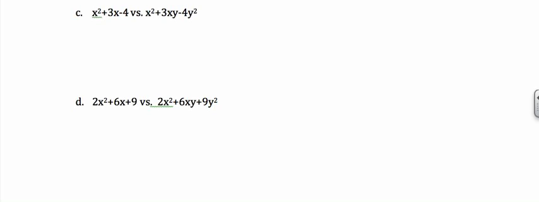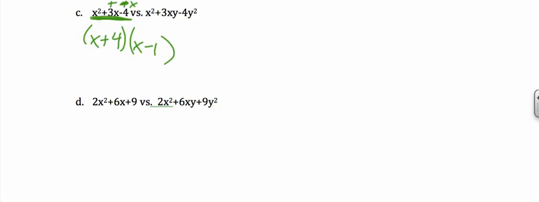So these are two polynomials in C that are very comparable. One is the same as the other, except one has an xy term in the middle and a y squared term at the end. So think about how you would factor this. Well, this is one of our easy shortcut ones. You'd be looking for numbers that multiply to -4 and add to +3. That would be 4 and -1. So x plus 4, x minus 1.